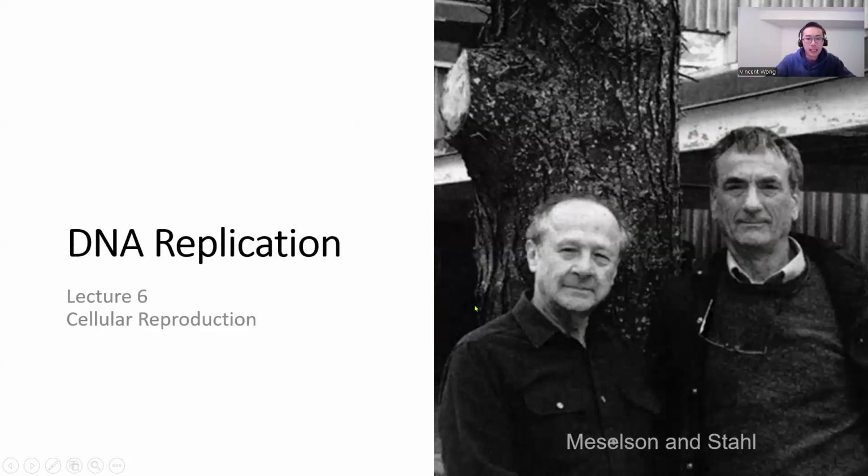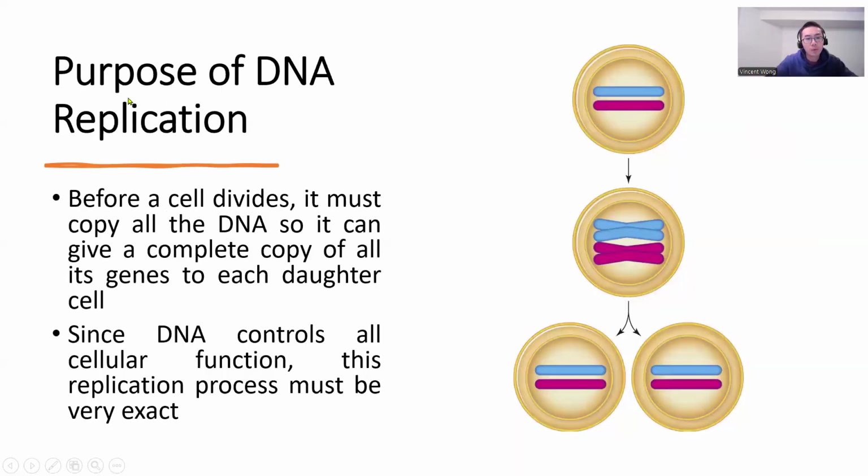Okay, moving on. Next, we have Meselson and Stahl, and they are important scientists who did experiments to figure out how DNA is copied when it goes from one generation to the next generation. Now, just to recap a little bit, we need to make more cells as we grow, to replace lost or damaged cells. We all began with a single cell, but now we have trillions of cells.